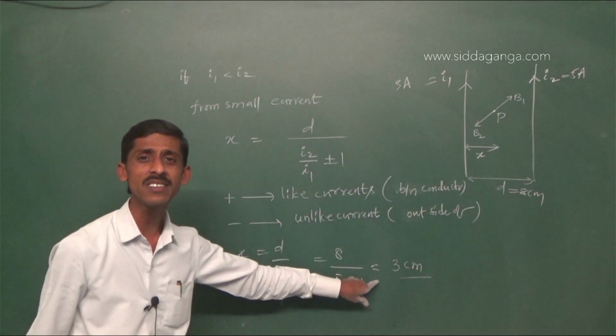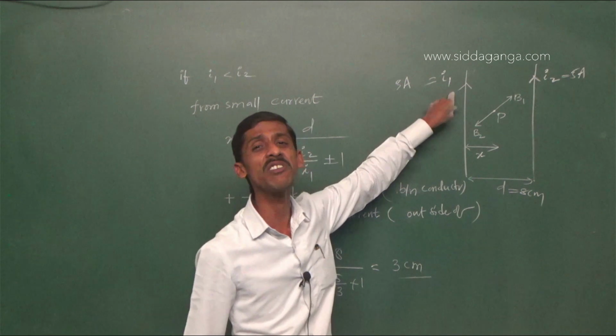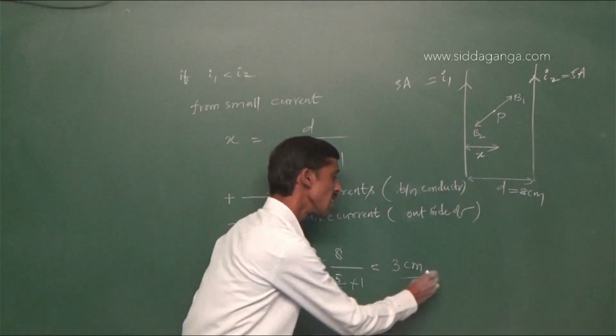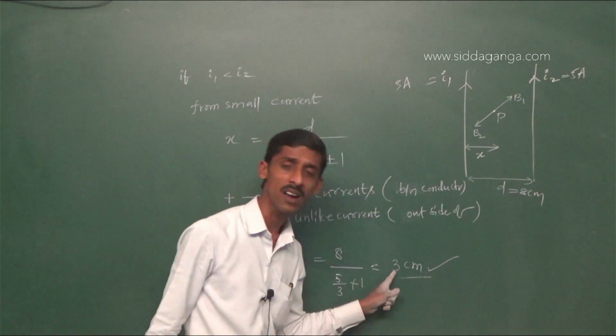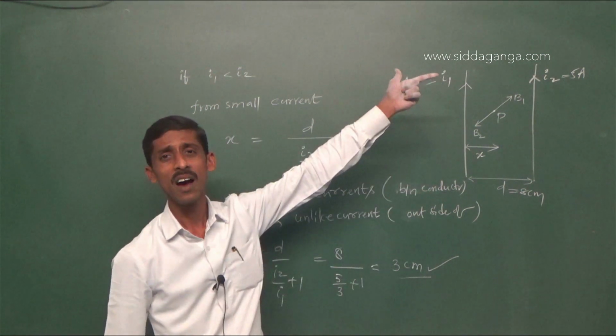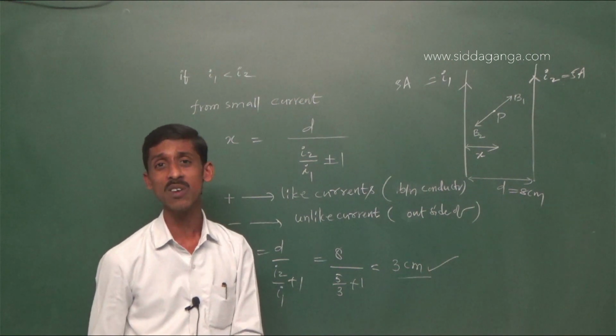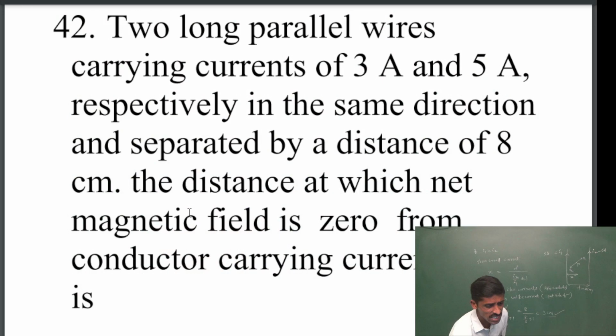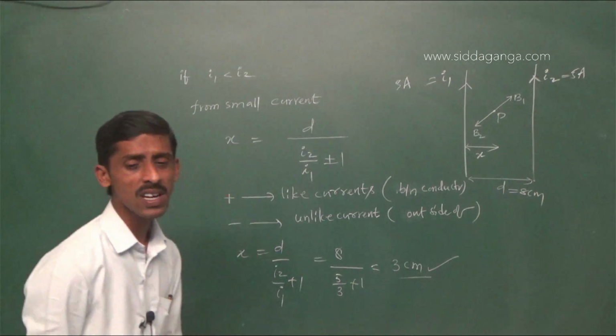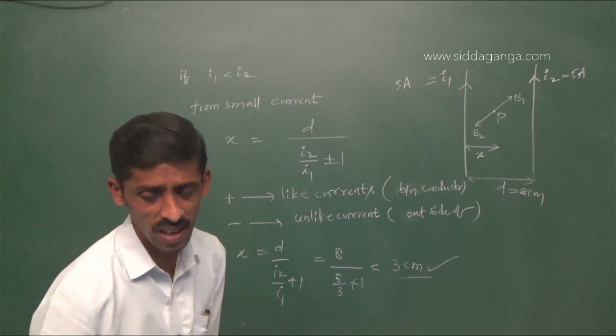What is the meaning of this? From the conductor which is carrying 3 ampere, the neutral point, or the point at which field will be 0, is 3 centimeter. If asked from the wire carrying 5 ampere current, it is 8 minus 3, 5 centimeter. However, in our question it is asked the distance at which net magnetic field is 0 from the conductor carrying current of 3 ampere, so the answer is 3 centimeter.